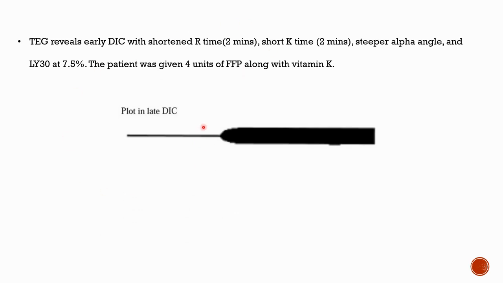The patient was given 4 units of FFP and the patient progressed towards a hypocoagulable state, and the TEG in late DIC is shown in this picture. That is a hypocoagulable tracing, that is increase in R time, increase in K time, the alpha angle will be low and the MA will also be low.